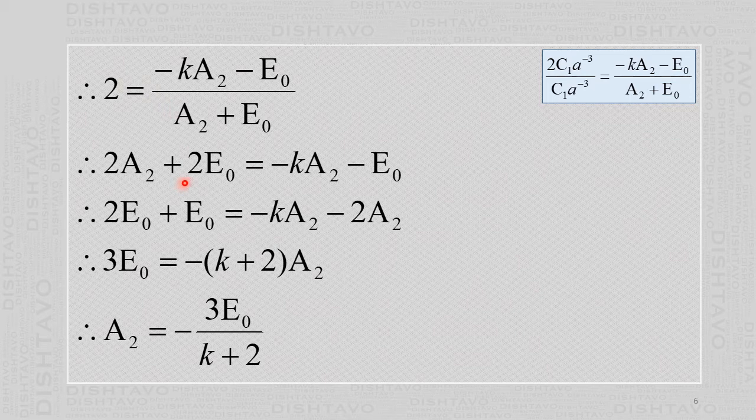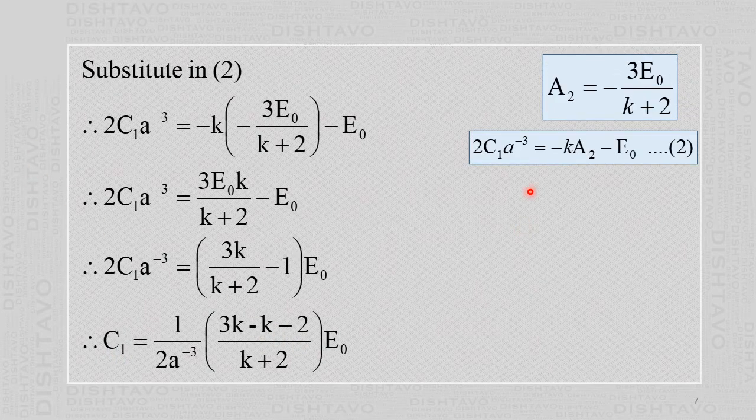Then you take this minus E naught on this side as plus E naught, 2 A2, keep it on the other side as minus, and when you simplify, what you will get is A2 equal to minus 3 E naught divided by K plus 2. Now this expression for A2 we had found in the previous slide, and this equation 2 we had found some 2 slides back. So now what we do here is that the value of A2 that we found in the previous slide, we substitute in equation 2.